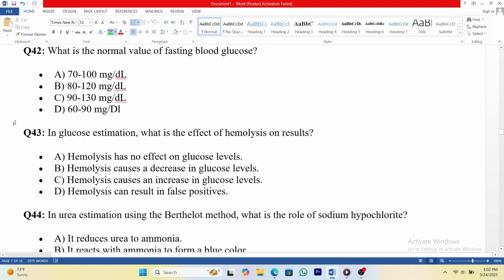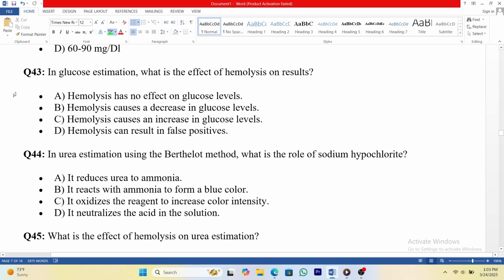42. What is the normal value of fasting blood glucose? A. 70 to 100 mg/dl. B. 80 to 120 mg/dl. C. 90 to 130 mg/dl. D. 60 to 90 mg/dl. Answer: A.